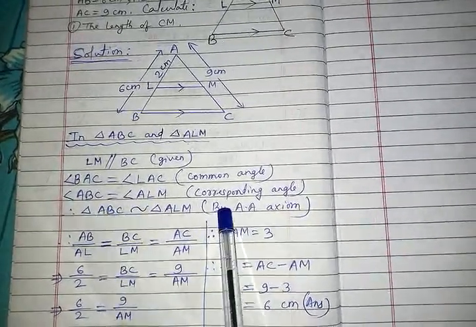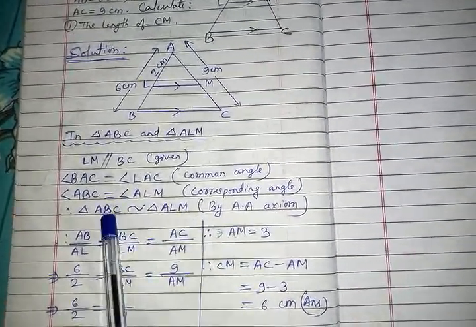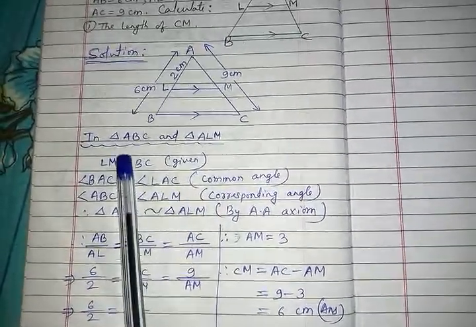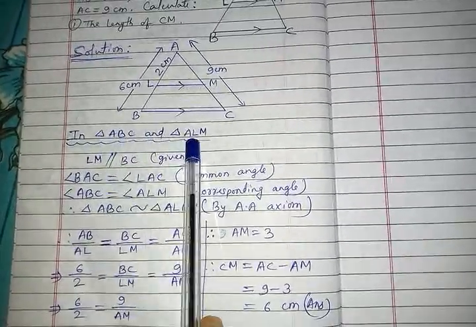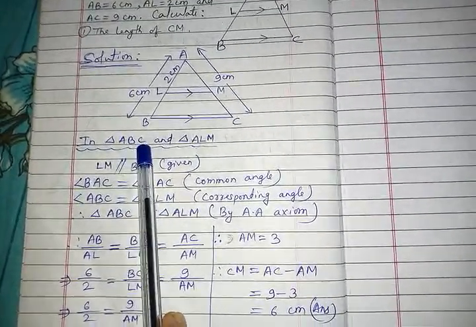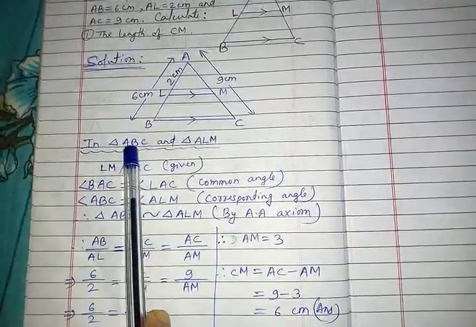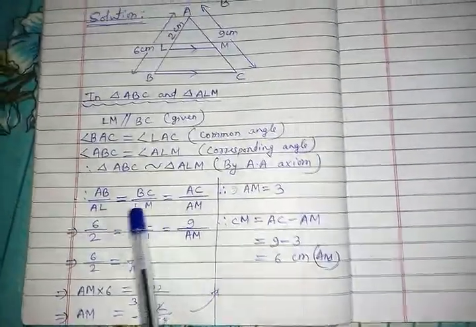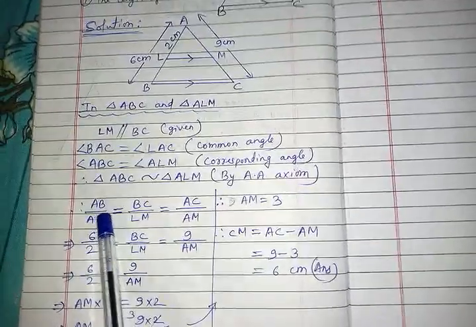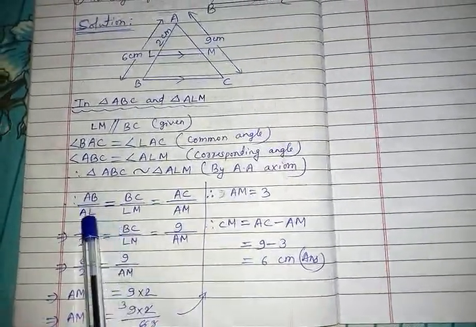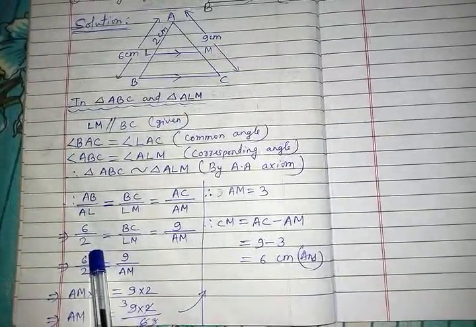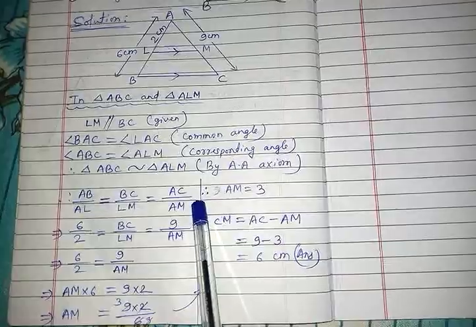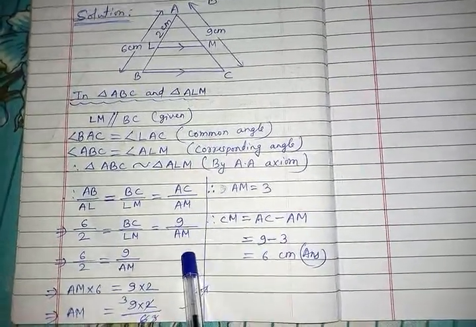When the two triangles are similar to each other, this formula of proportionality comes, with the help of the name itself. AB by AL equals BC by LM and AC by AM. Same thing I write here. After writing that, we put the respective values. AB is 6 as given in the diagram. AL is 2, given in the diagram. BC by LM is not given in the diagram or the question. AC by AM: AC is 9, AM is unknown.